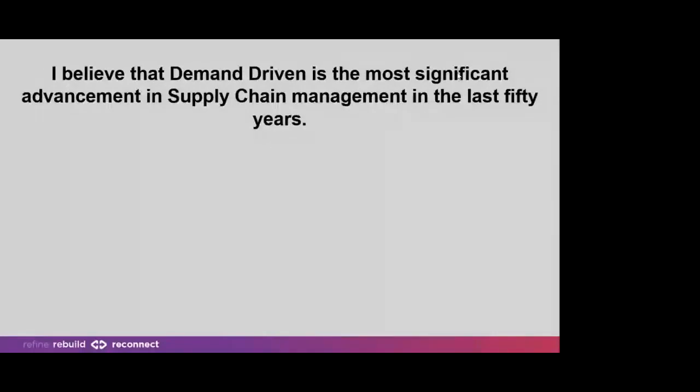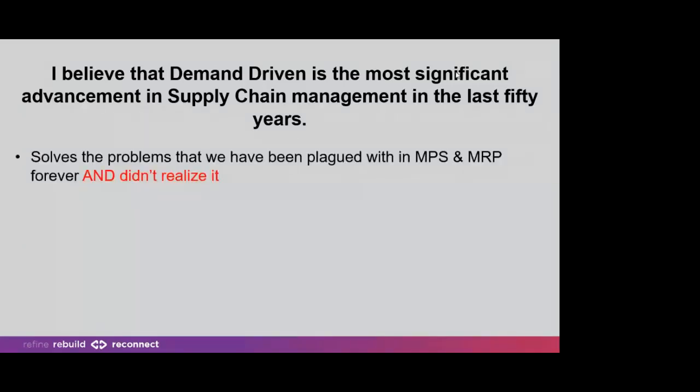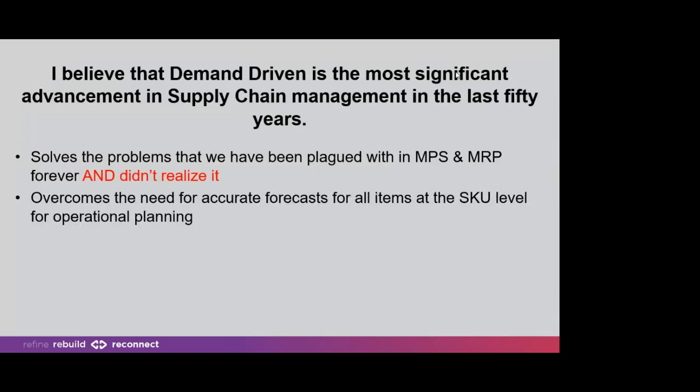Now, what happened with DemandDriven is it came along and it changed the world. I think it's the most significant advancement in supply chain management in the last 50 years. And I go back, and I've been around long enough that I think I can make that claim. We've had problems with master scheduling and MRP and didn't even realize it. SNOP overcomes the need for accurate forecast, all the items to the SKU level.